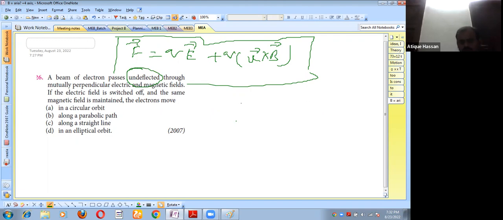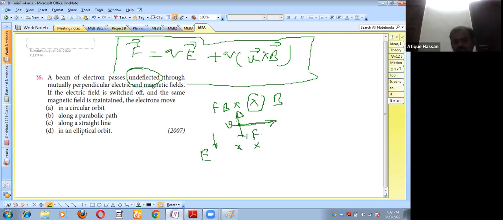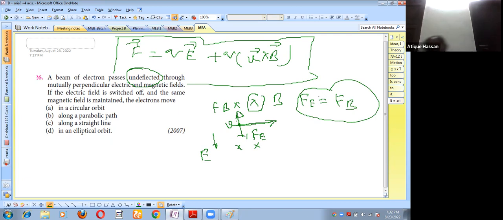Suppose the charge is moving like this, velocity is V, and the magnetic field is applied in one direction, then the magnetic force on the charged particle is in a forward direction. And suppose we have an arrangement such that the electric field is in downward direction. So in that case, the electric force will be in downward direction, and when FE is equal to FB, the electrons will pass undeflected.